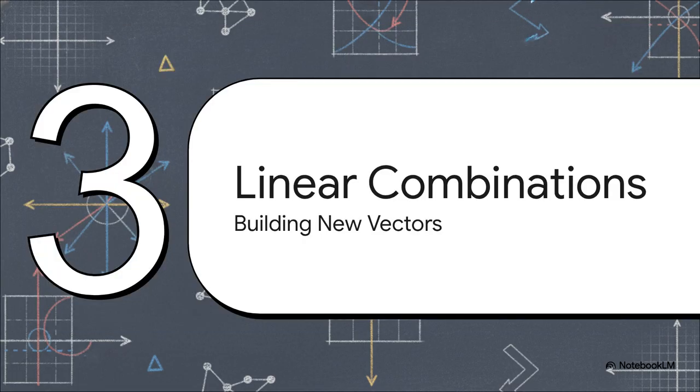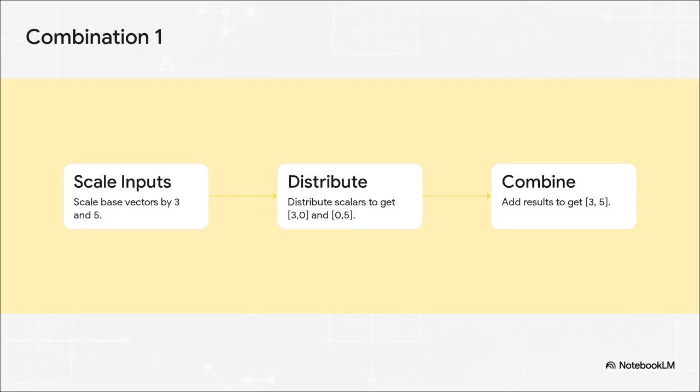Let's turn to Section 4, linear combinations, and how we use them for building new vectors. Now we're going to mix our first two concepts together into what's called a linear combination. This allows us to build almost any new vector out of really simple building blocks.